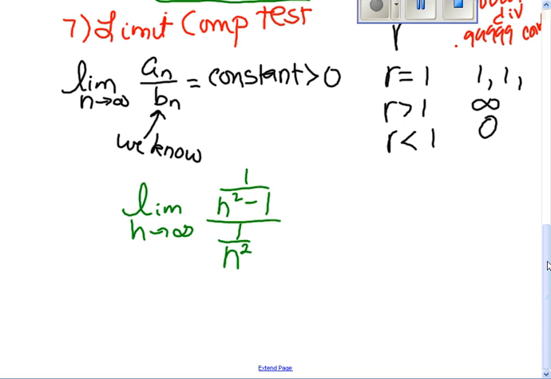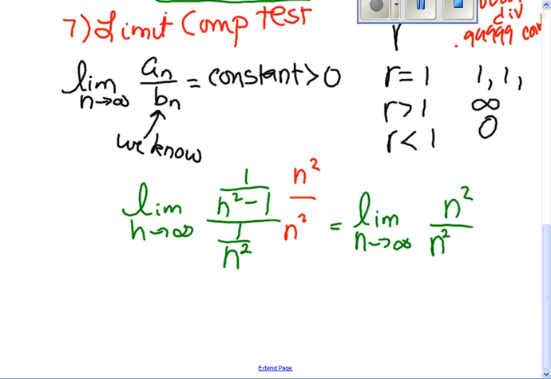For the most part. So I'm going to multiply by n squared over n squared, and I'm going to get the limit as n goes to infinity of n squared over n squared minus 1. And what's that limit? That's 1. That's a constant. That means they both behave the same. So, since this one converges, the 1 over n squared converges by the limit comparison test.